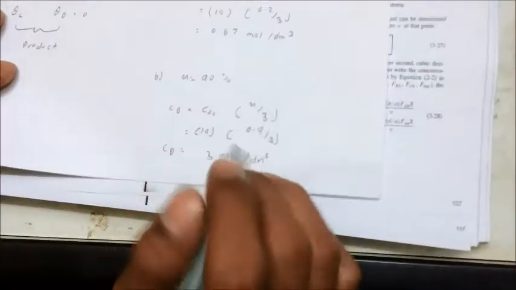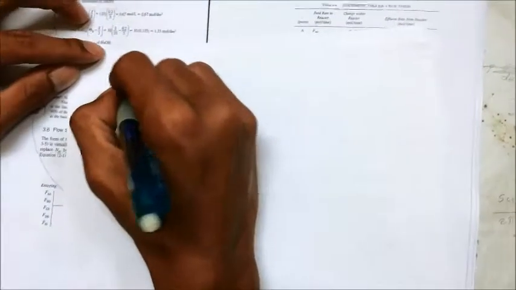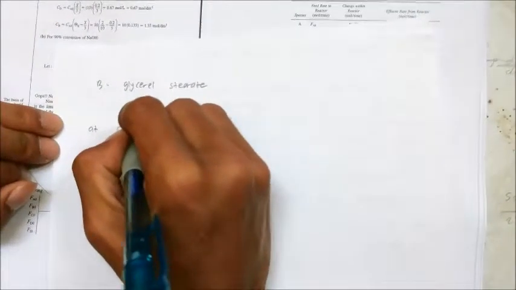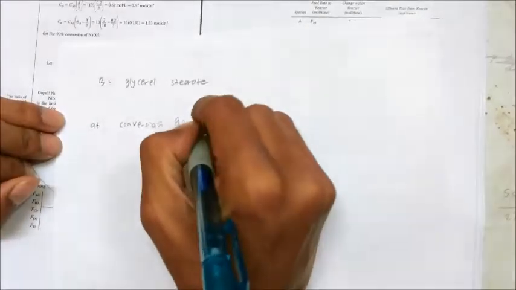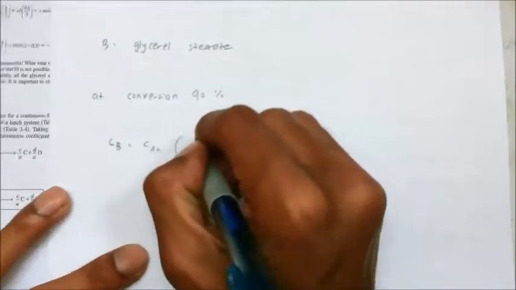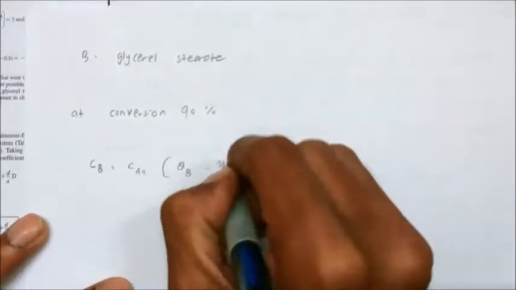Okay, so how do we calculate the limiting reactant? Basically, to find the limiting reactant, the answer will give a negative value. Let's say we try for B, which is glycerol stearate. For example, at a conversion of 90%, we get CB. The equation to get CB is equal to CA0 times theta B minus X over 3.